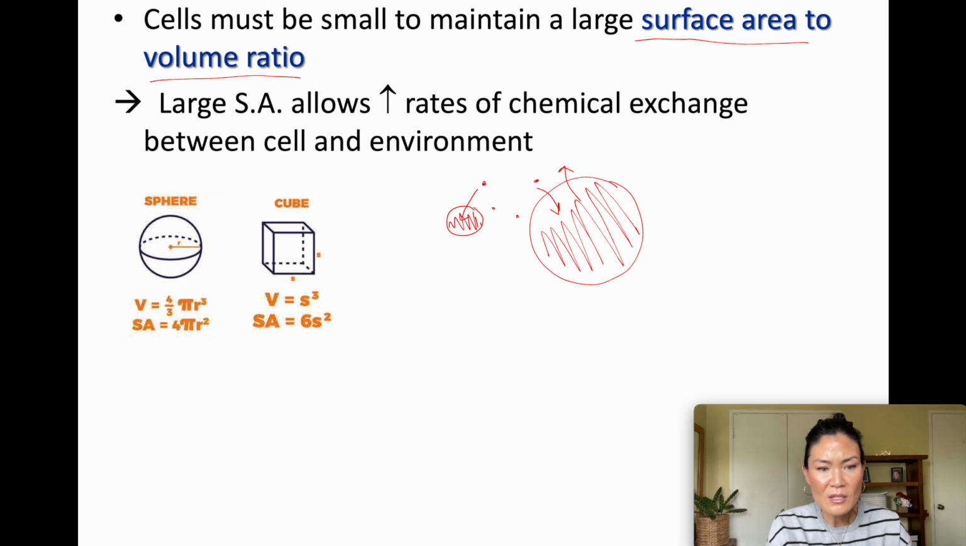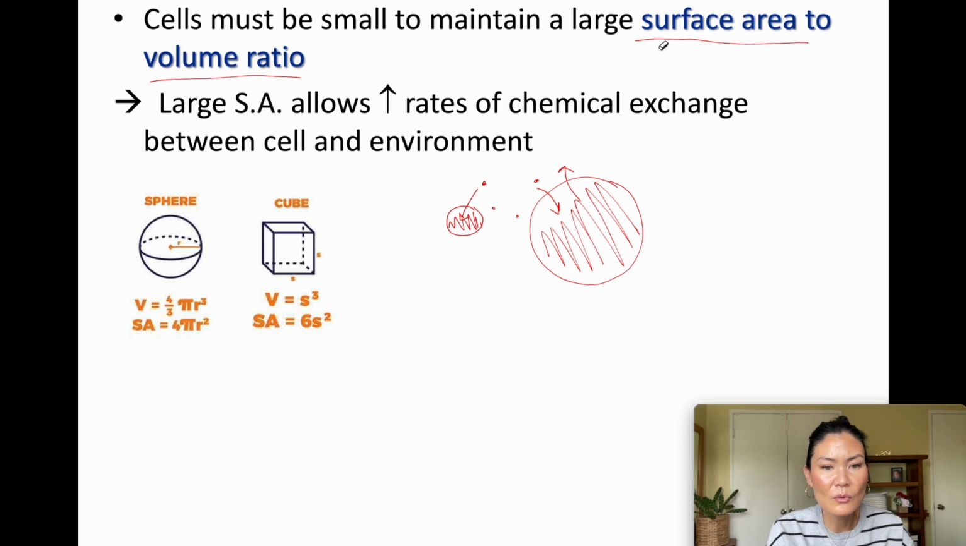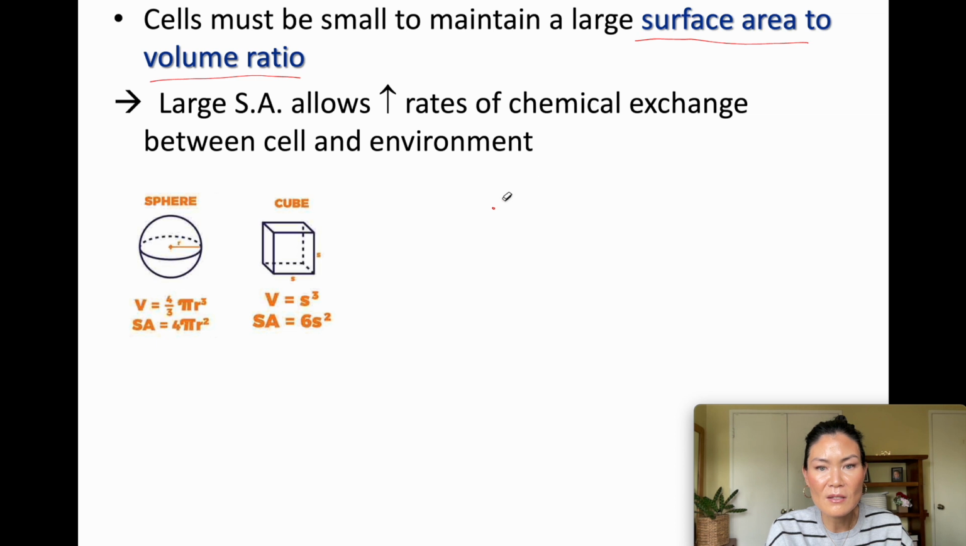So let me just erase this because I'm going to be adding more to this slide. Oops. I guess I could have just erased the entire thing.